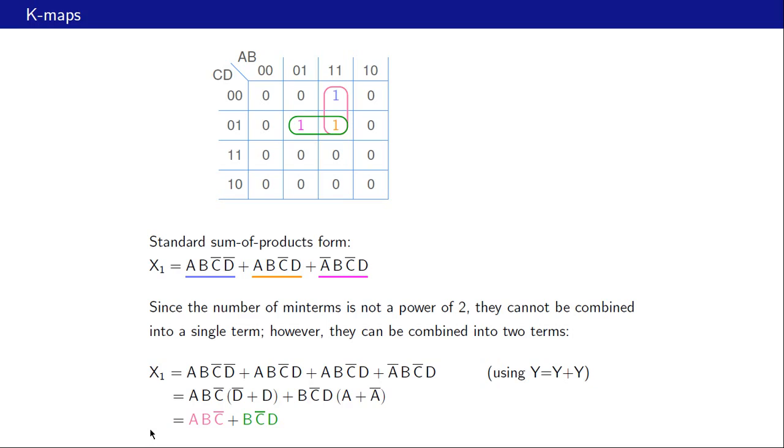We can simply do this by inspection. We can draw 2 rectangles, one to cover these 2 ones and another to cover these 2 ones. And it appears that we are covering this one 2 times, but that is okay, and that is because we have used this identity here. This term, call it y, we have written as y equal to y plus y, and that is perfectly fine.